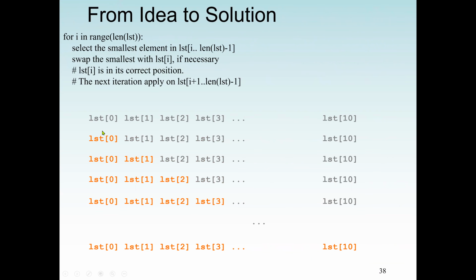So that's the concept here again. To repeat, we have a list of items. For i in a range, that's how many items we have in the list. First, we select the smallest element in the list and we swap it with the first item. We keep doing this for the second, third, until all the items are sorted. So that's the algorithm.